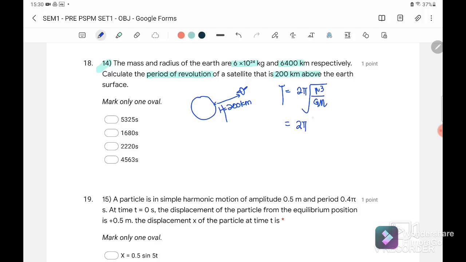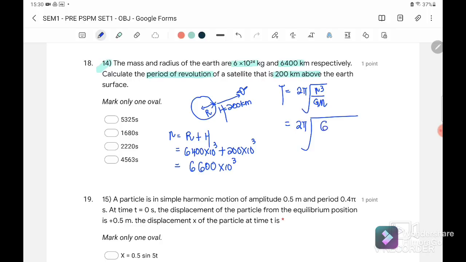Okay, so r cubed, r here, of course, we must take from the center of the planet. Meaning that our r here is equal to the radius of the Earth plus the altitude, which is 6,400 km plus 200 km. So the radius from the center of the planet is equal to 6,600 exponent positive 3. Okay, so 6600. And remember, power of 3.